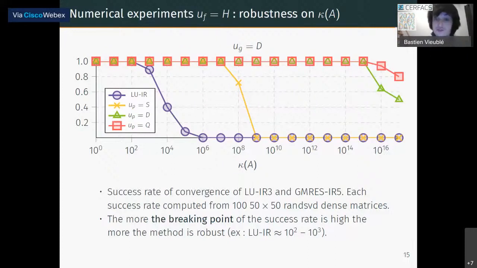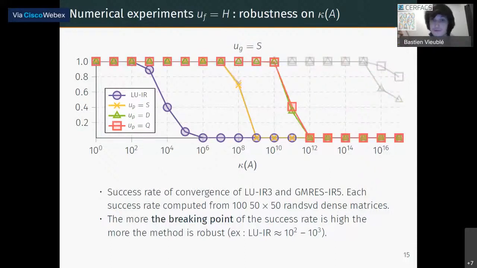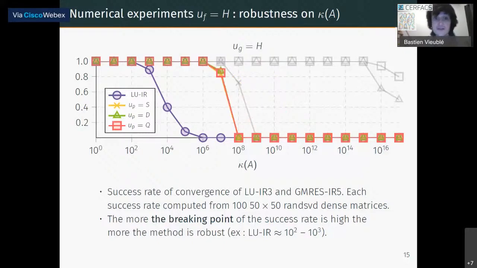Now, if we let UG vary from double to single first, we see that UP in double and quad, which are the red and green curves, are getting less robust, which means also that UG has an influence on the robustness of the GMRES IR5 algorithm. If we choose UG in half precision, interestingly, we see that we are still more robust than LUIR, which means that even very low precision GMRES can be of interest.